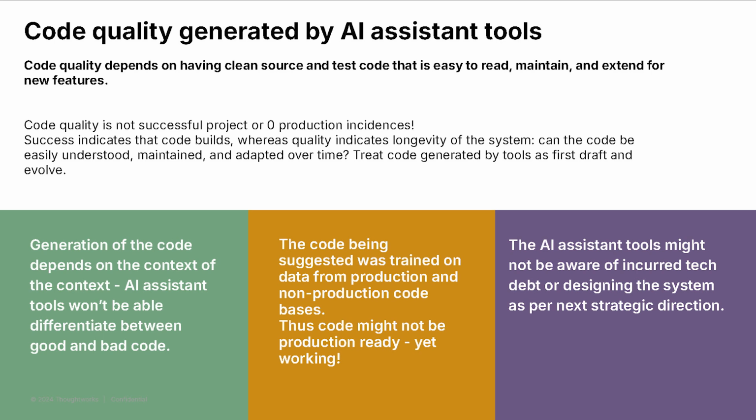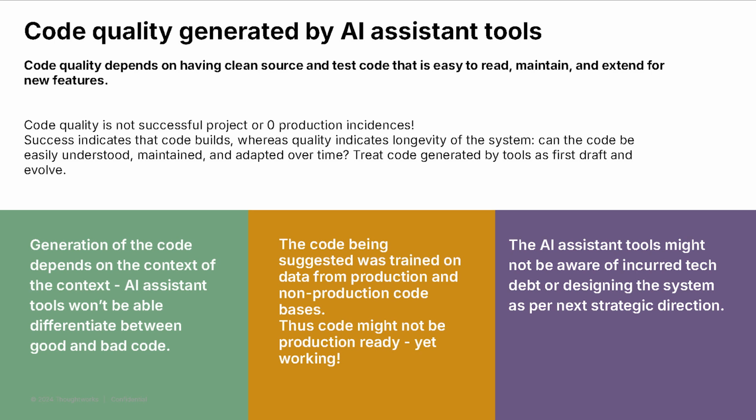They have also learned from production as well as non-production code bases. These tools were built using GitHub code bases, some used for production, some for non-production. For example, my code right now is present on GitHub. It works, but is it ready for production? No. And that's how it happens. So the code generated by these tools might not be completely production ready.